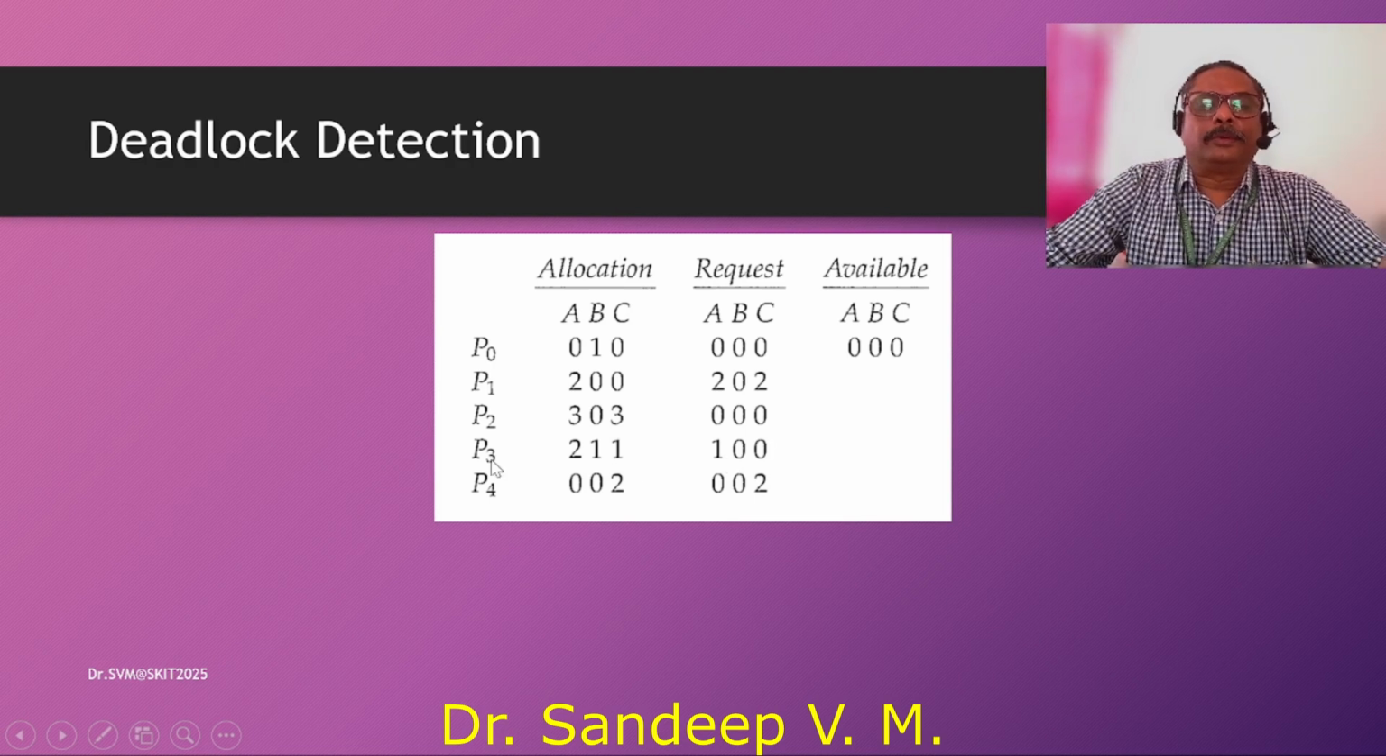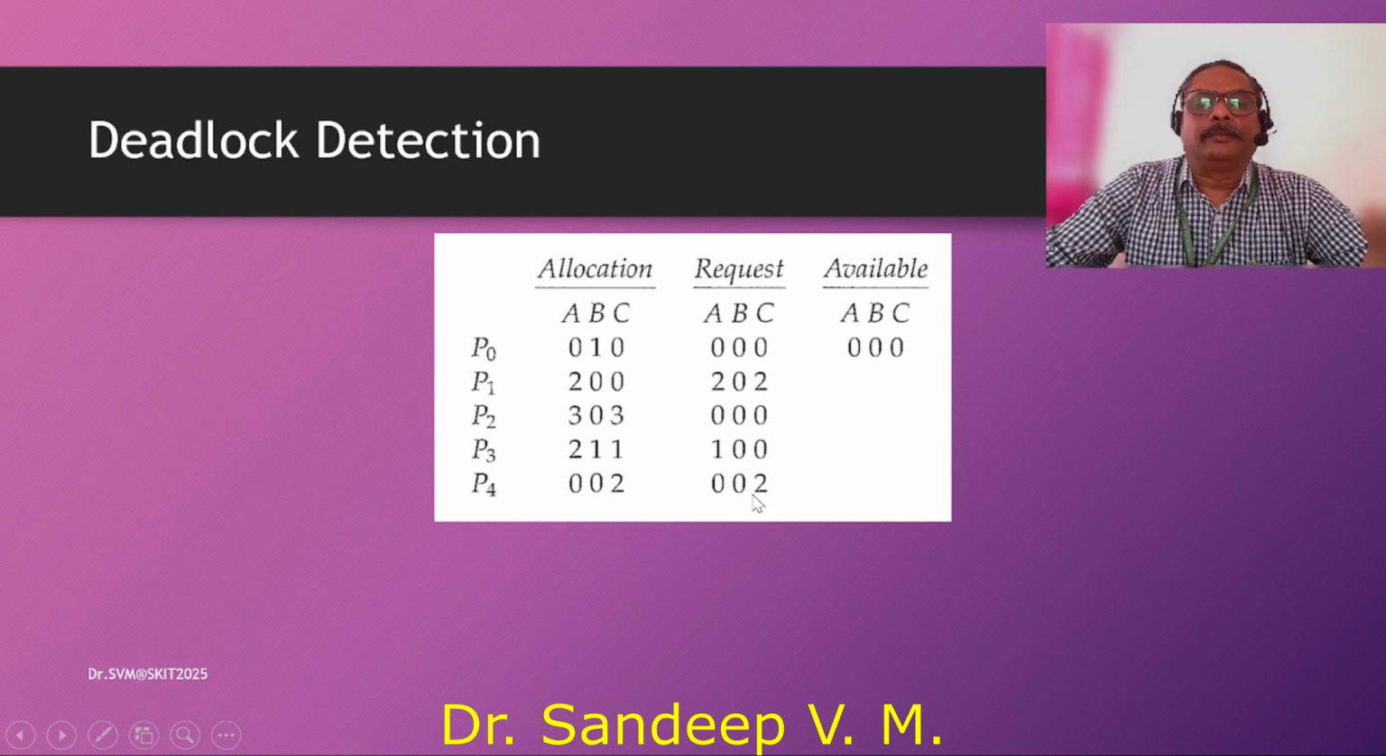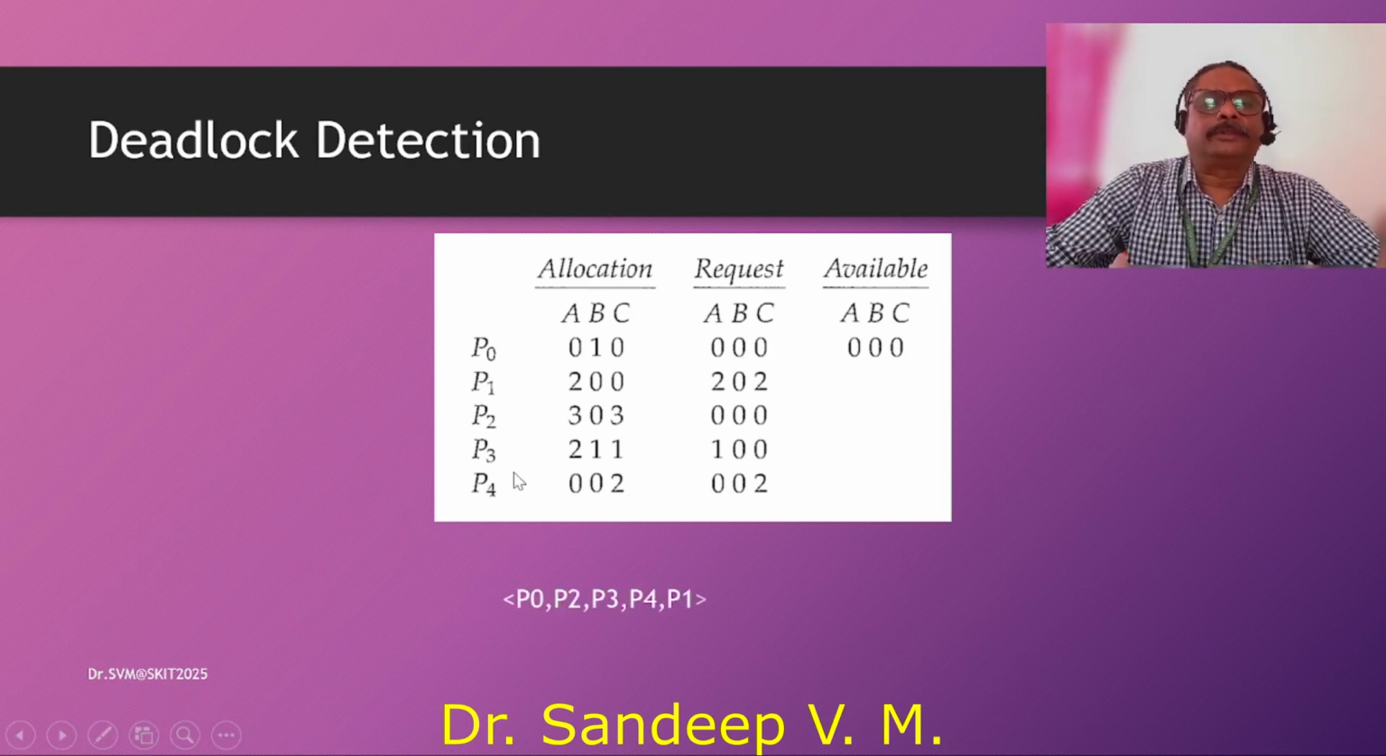Then the next one, P3, wants 1, 0, 0. We have 3, 1, 3, so 1, 0, 0 can be easily allocated. So P3 takes up and completes its job, then these 2, 1, 1 are also released and added to the available list. And then P4 wanted 0, 0, 2, which is also available, therefore P4 also continues, and then comes back, and P1 also is run. So in all, first P0 is taken, then P2, then P3, then P4, and finally P1.